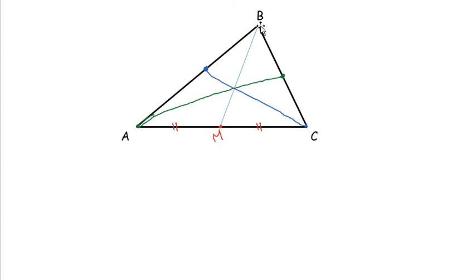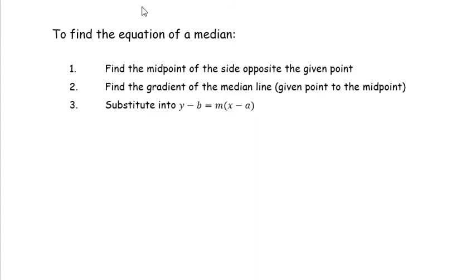That gets us a point here, and we'll have the point B anyway. And that means that we can then go ahead and work out the gradient of that line. Just remember, for the equation of any line, we need a point and a gradient. So we need the gradient. And then part 3, we just substitute. Once we've got the gradient, and we'll have 2 points now, we substitute into y minus b equals m(x minus a), and that will get us the equation of our line.